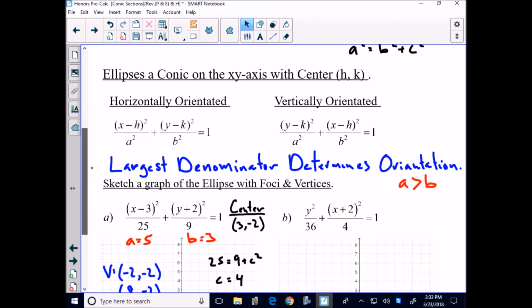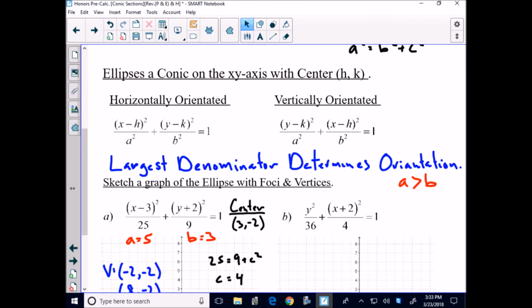Right here, we said that the ellipse as a conic on the XY axis with center (h, k) is given to us horizontally orientated with the equation (x minus h) squared over a squared plus (y minus k) squared over b squared equals 1, and vertically orientated as (y minus k) squared over a squared plus (x minus h) squared over b squared equals 1. Now, since we're adding the two terms in the equation that's defining our ellipse, these two terms are interchangeable since addition is commutative. We can add in either order, right?